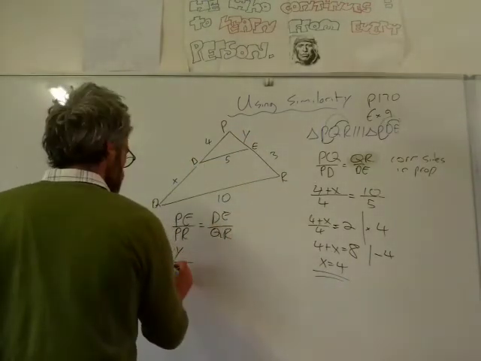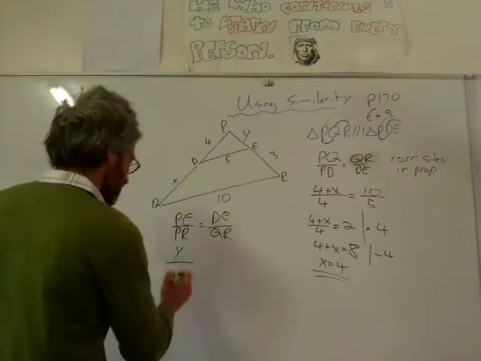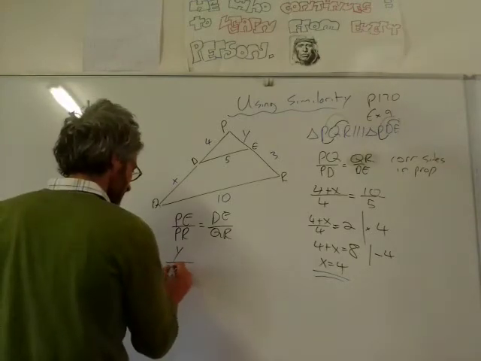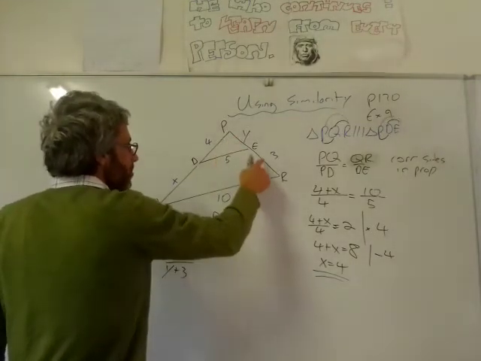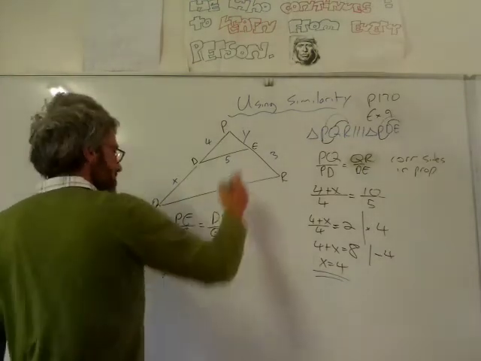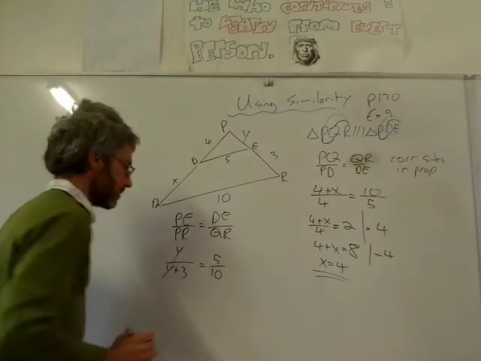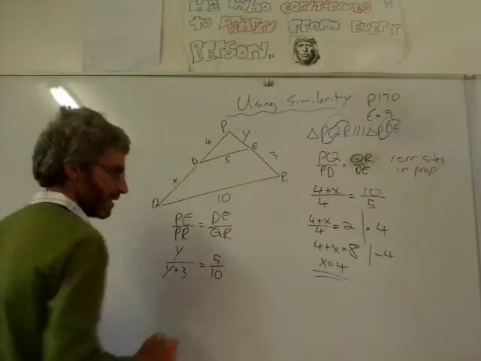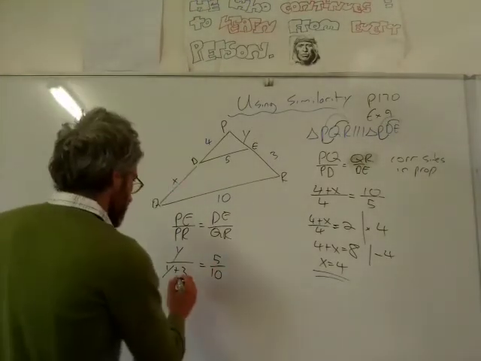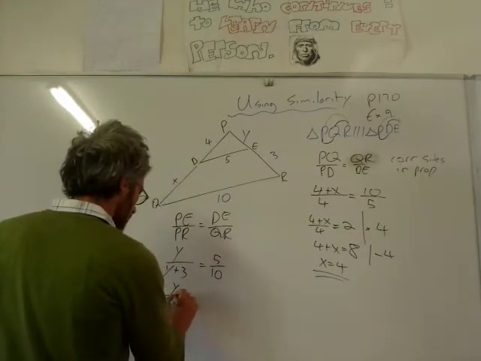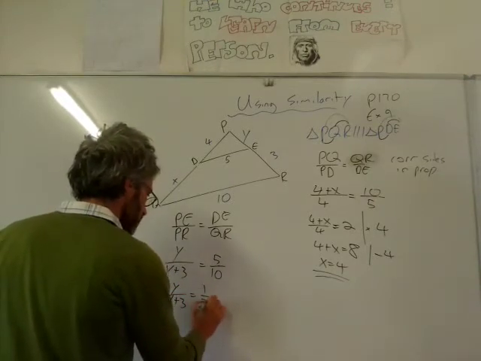PR, okay, this is a little bit more difficult. We also have y in the denominator, so we can't get away from that. It's going to be y plus 3, right? y plus 3. What is DE? We said it's 5. QR is 10. Okay? So we're going to write it again. Got a bit of space. y divided by y plus 3 equals 1 over 2.